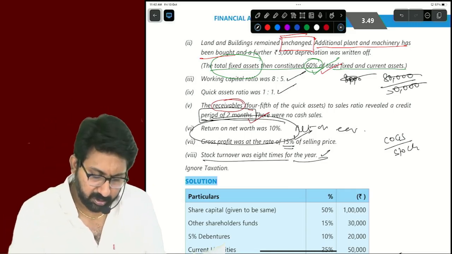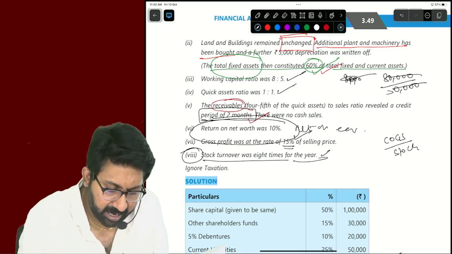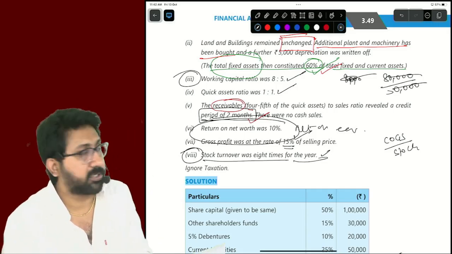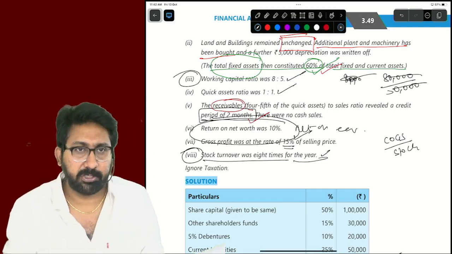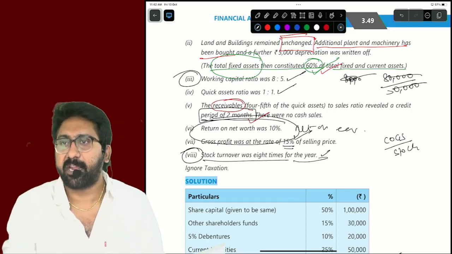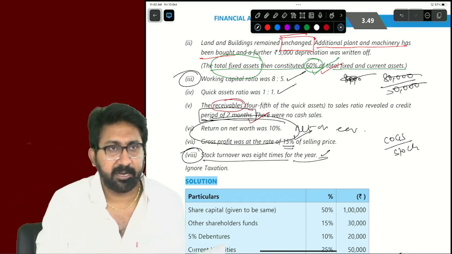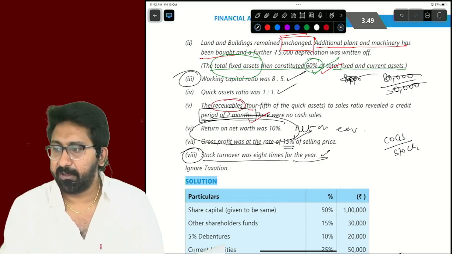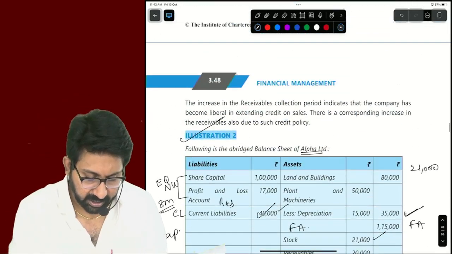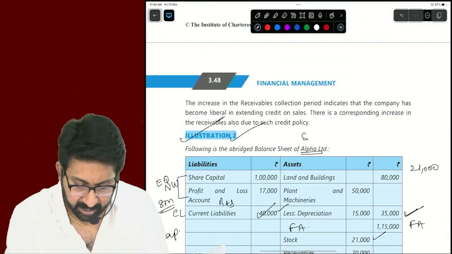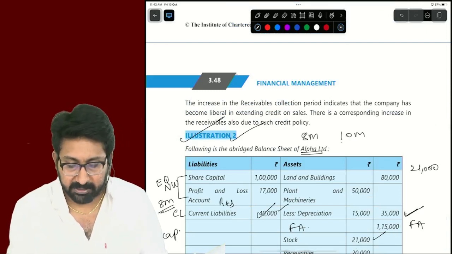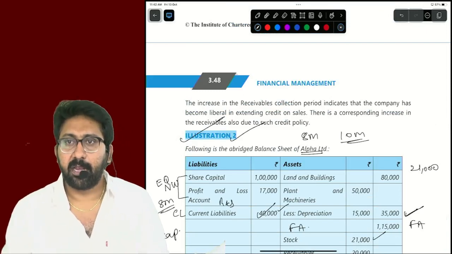Okay. So this 8th information and the 3rd information given in the question are not so relevant in this particular question. That means even without that info, we can calculate the P&L and balance sheet and prepare them. With this, we completed the answer to illustration number 2, which is an 8 marks question given once, a 10 marks question given later. Like this, the questions will come.